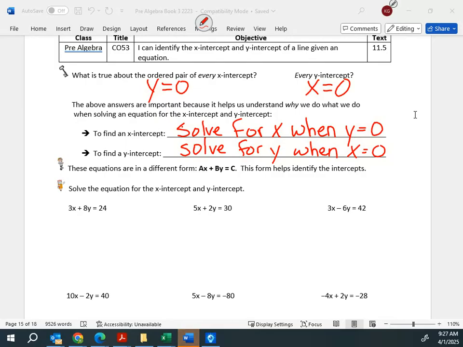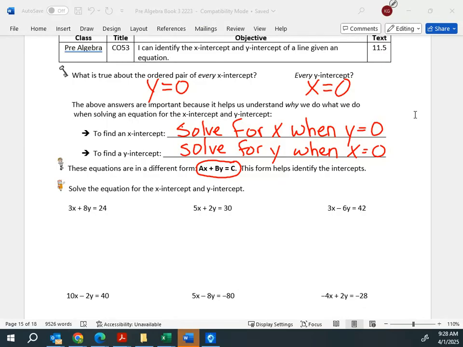So these equations are in a different form. We're going to start using X's and Y's, two variables in our equations. And this is the standard form. AX plus BY equals C. And we're going to use this to help us identify those intercepts. So it's super important that we remember this equation. AX plus BY equals that C.